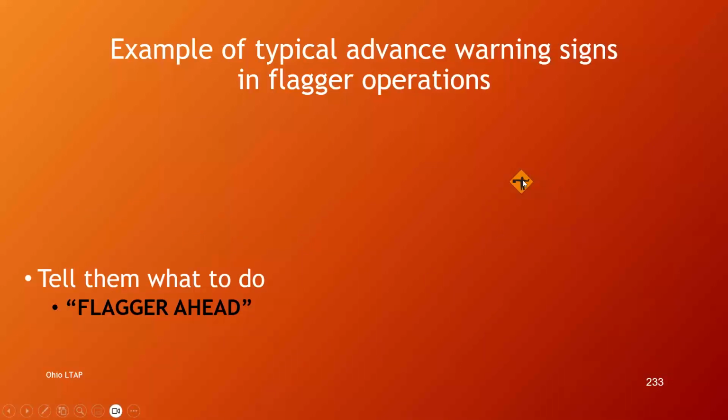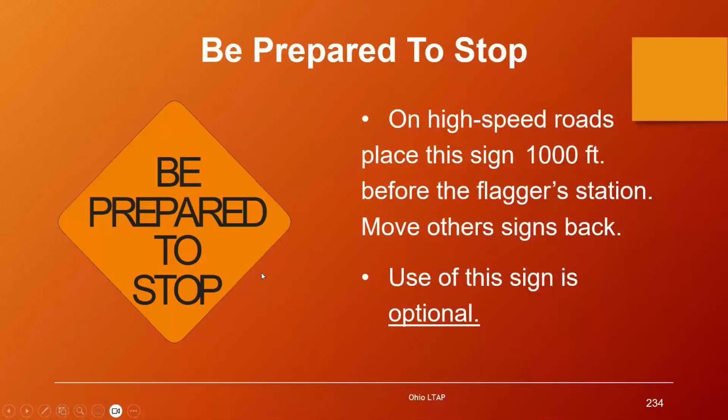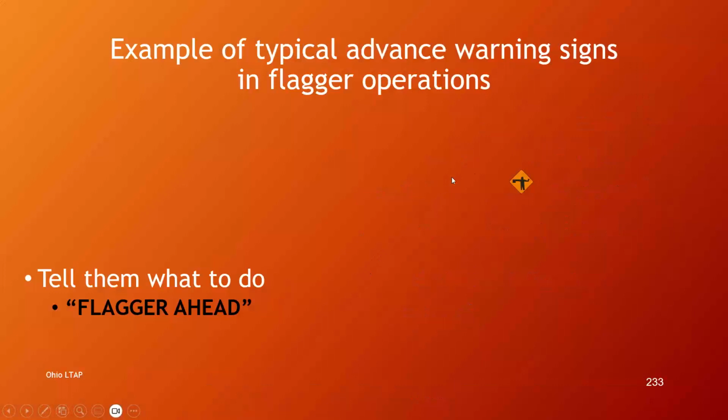And this microscopic sign is the flag or symbol sign. I don't know why it's so small. I better fix that. That's the flag or symbol sign. So the third sign in the series tells the motorist what we want them to do. So I guess we're telling them to be ready to comply with whatever the flagger is telling you to do, either stop or proceed.